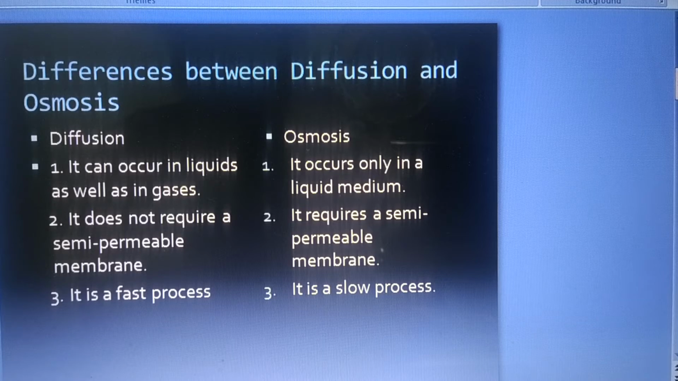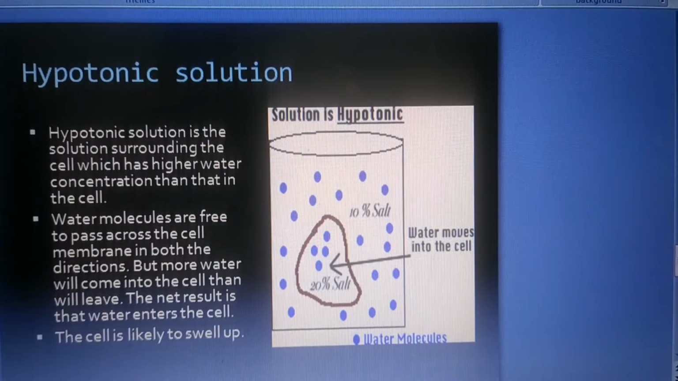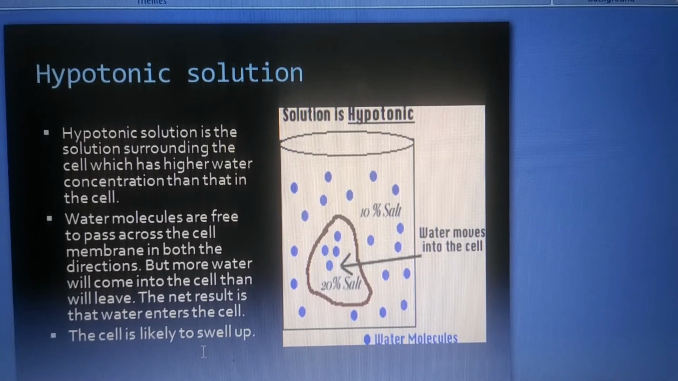Still some more points are there that you can study in higher classes. Coming to this, there are different types of solutions based on their concentrations. Here everything we are discussing in relation to the living cell. So when we have taken a solution, we discuss the concentration of the cell and the solution. Suppose we have taken one cell and we are keeping it in water.